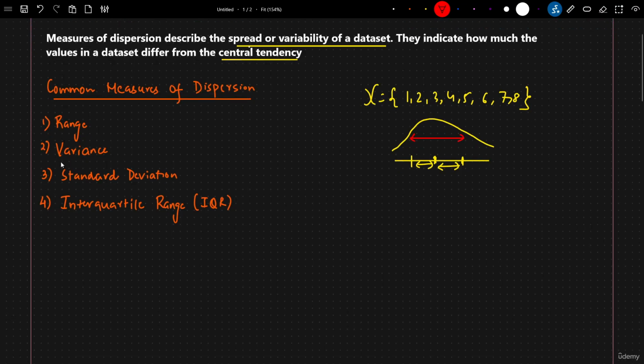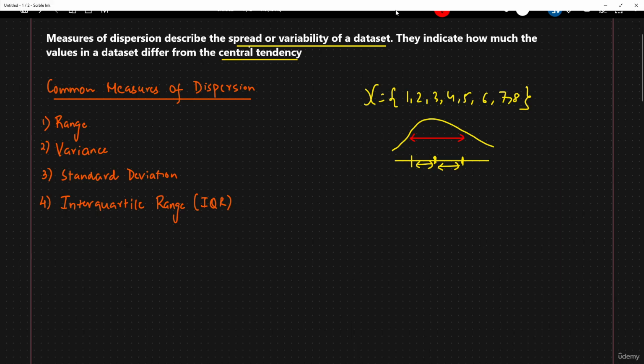There are 4 common measures of dispersion that we specifically use. One is range, then variance, then standard deviation, and then interquartile range. In this video, we will be talking about range, variance, and standard deviation. Interquartile range I'll discuss in the upcoming videos. So let us first discuss range.